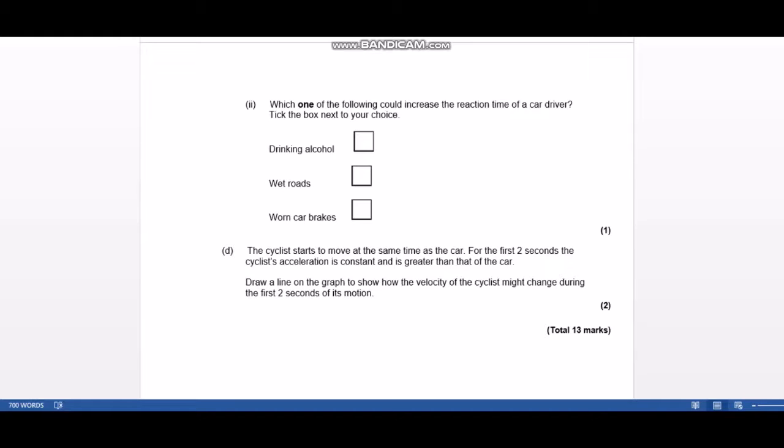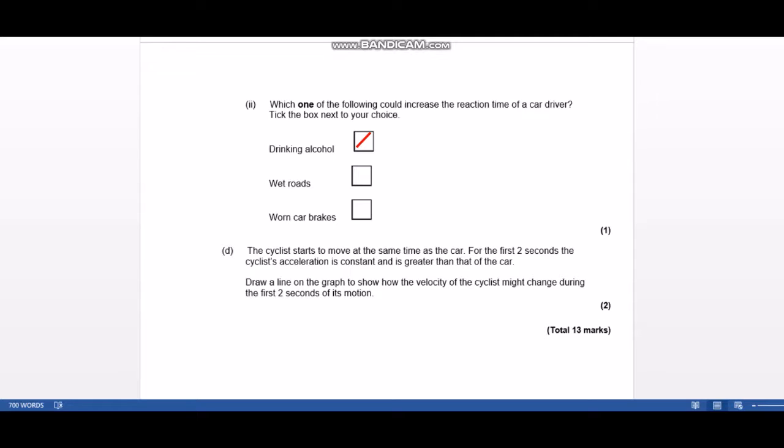Final question. Which one of the following could increase the reaction time of the car driver? Tick the box. Drinking alcohol, wet roads, worn car brakes. So increasing the time means that the driver is not able to react as fast as normal. So alcohol is going to be the correct answer. It's going to increase the reaction time.